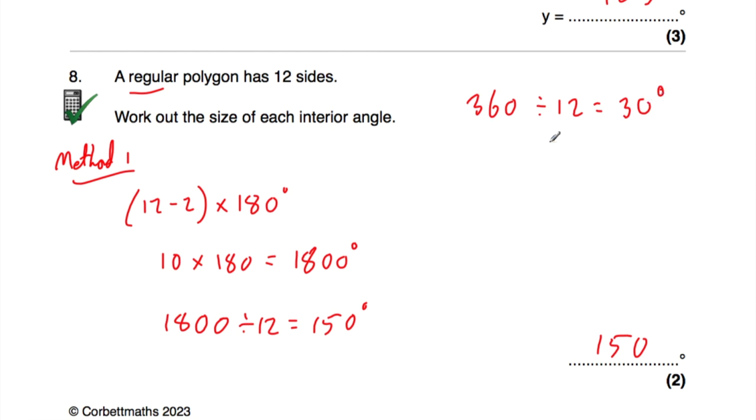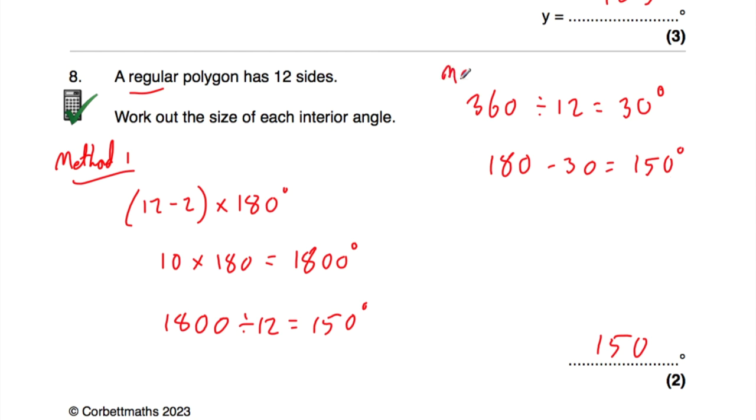Now, an interior angle and an exterior angle, they form a straight line. So an interior angle and exterior angle, they will add together to be 180 degrees. So if we do 180 take away 30, we'll find the size of each interior angle. And 180 take away 30 is 150 degrees. And that's it. So that's another approach.